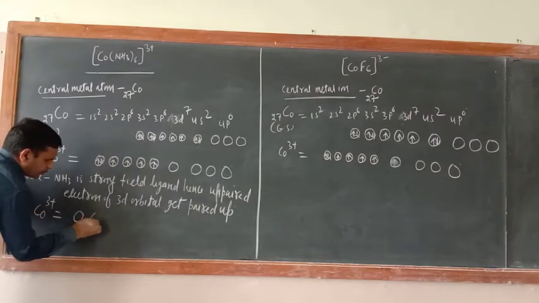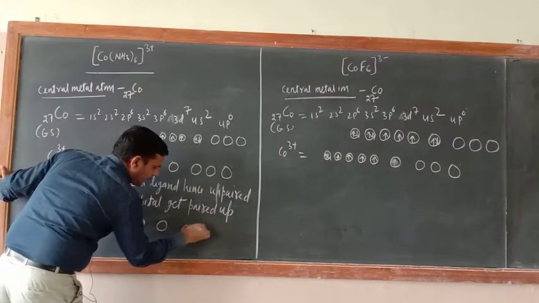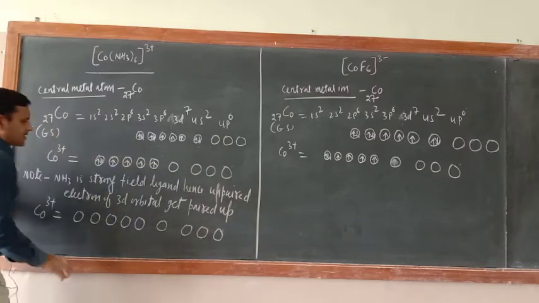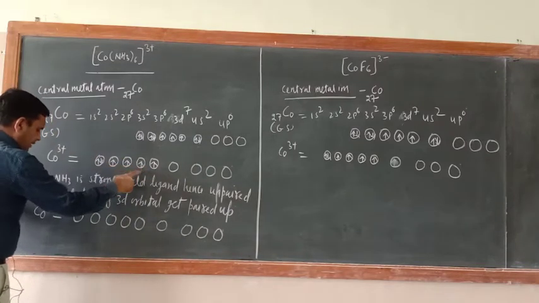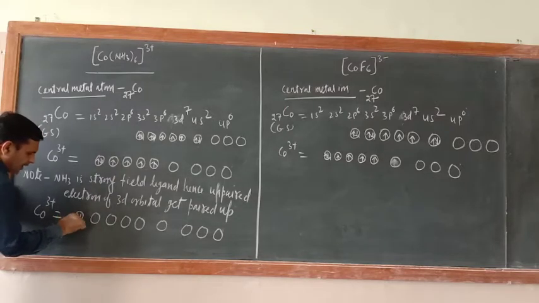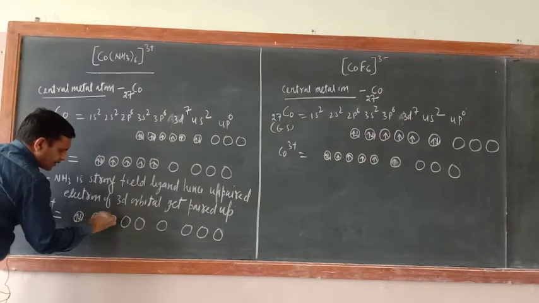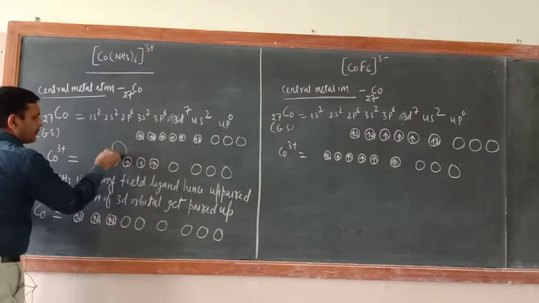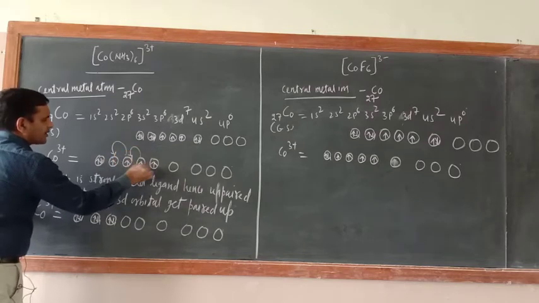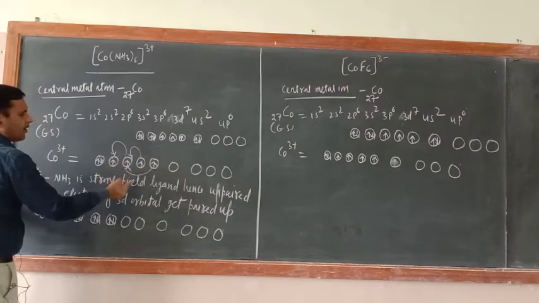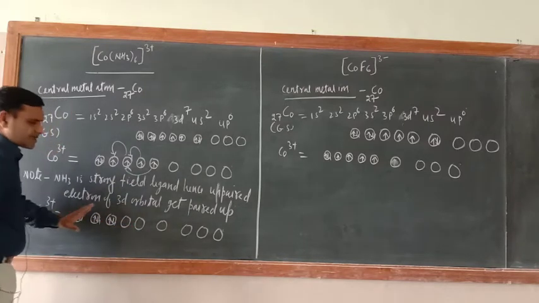Now 1, 2, 3, 4, 5, then 4s, and 4p 1, 2, 3. Now just see. How many unpaired electrons are there? 4. So in the first orbital it is already paired up. Now these can be here. Okay, now this will be here. Now these two will be here, this one and this one. Correct or not? So now they have occupied here. Now 2 vacant orbitals are left here.